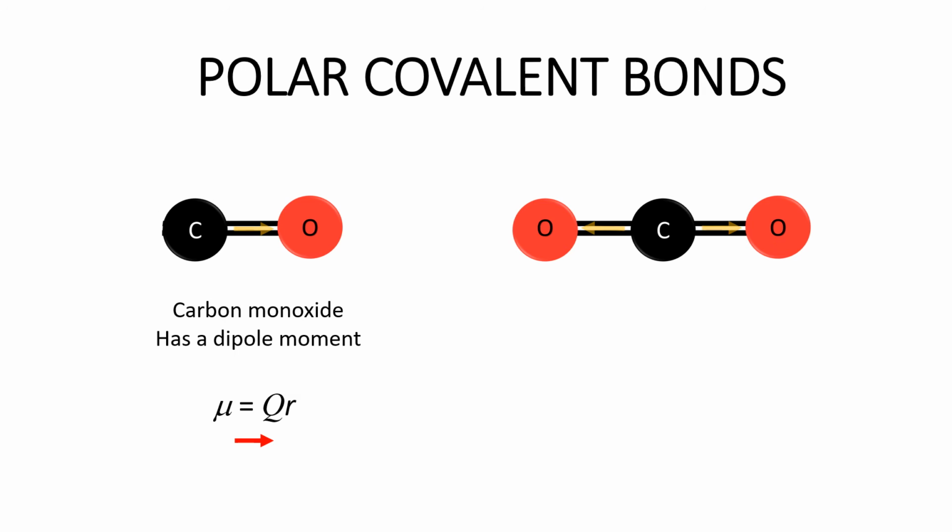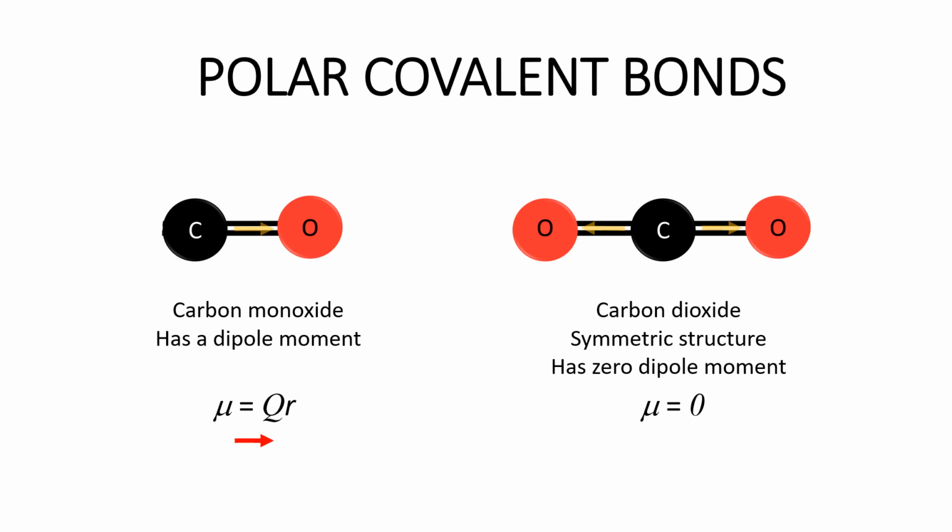However, carbon dioxide contains dipole moments in the carbon and oxygen bonds. However, these two bonds are distributed symmetrically at 180 degrees. Therefore, the overall dipole moment is 0 due to the symmetric structure of carbon dioxide. Therefore, carbon dioxide can be considered a non-polar molecule. However, it has polar covalent bonds.